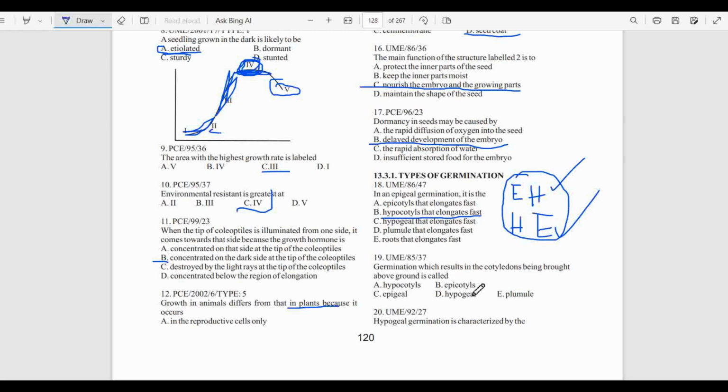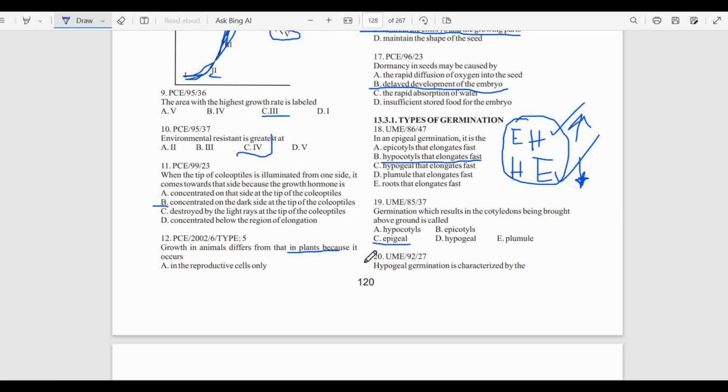Question number 19. Germination which results in cotyledons being brought above the ground is called dash. So remember what we just mentioned. The right answer to this is epigeal. In epigeal germination, the cotyledons are carried above the ground. In hypogeal, from the name hypo, the cotyledons are below the ground.